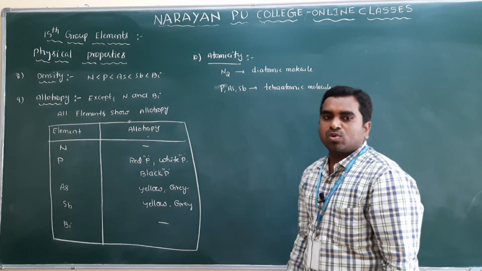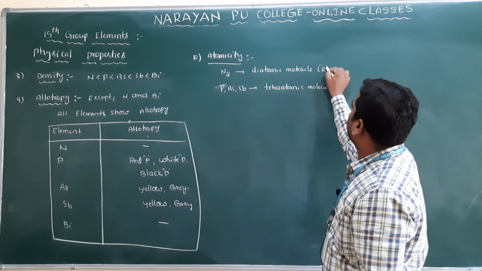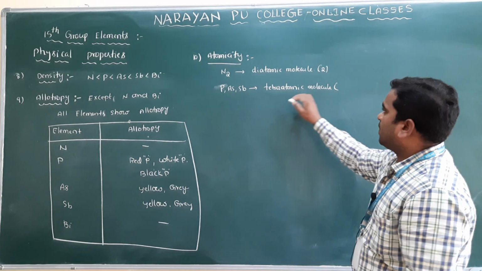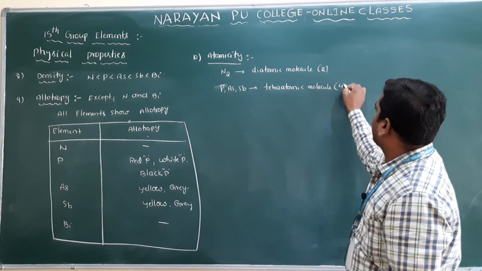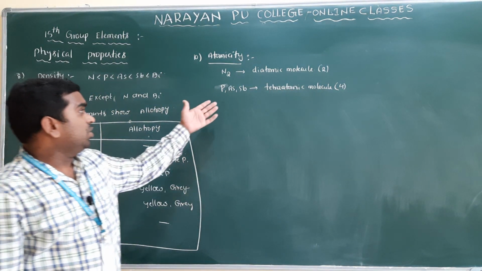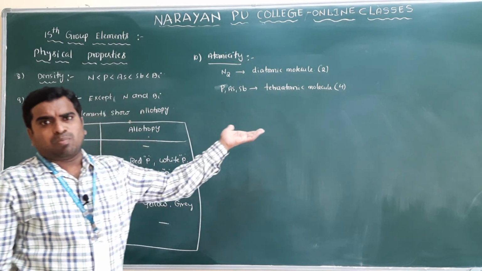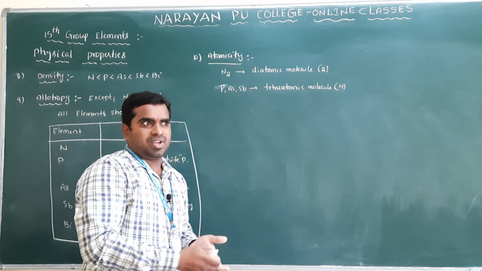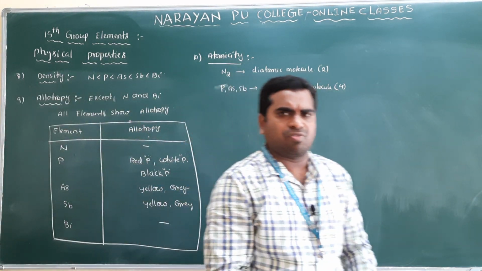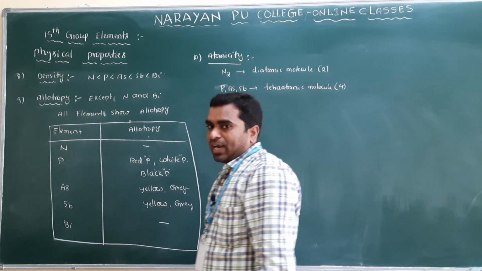So what is the atomicity of nitrogen? What you have to write? 2. What is the atomicity of phosphorus, arsenic, antimony? Here 4. You know that bismuth will form metallic bonds. It will exist in tetraatomic form and also sometimes in different forms. Clear? This is about the atomicity.